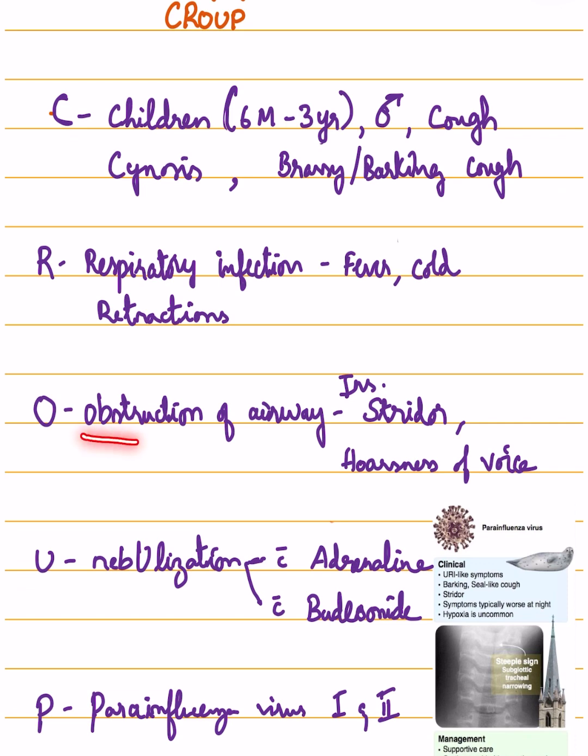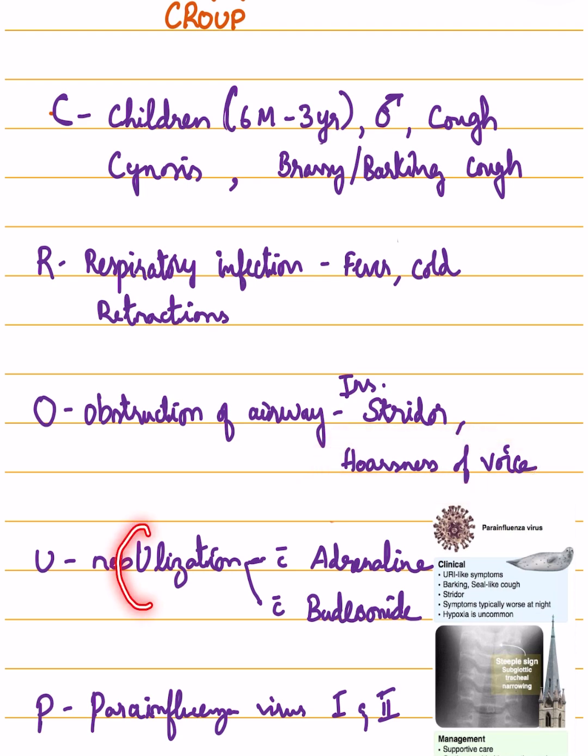And O stands for obstruction of the airway. As the airway gets obstructed, the child will have noisy breathing, which is also called stridor. More specifically, it is an inspiratory stridor. Because the glottic area gets involved, it may also produce hoarseness of voice.